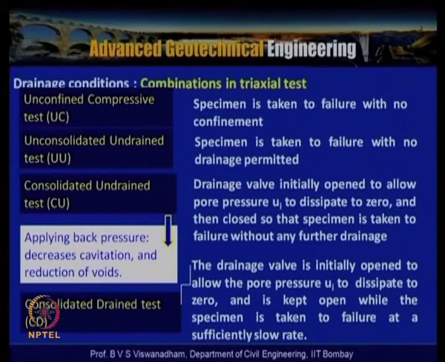So the specimen is taken to failure with no confinement in the unconfined compressive strength test. In the unconsolidated undrained test, the specimen is taken to failure with no drainage permitted, neither in the consolidation time nor in the shearing stage. In the consolidated undrained test, the drainage is initially open to allow the consolidation to take place so that the pore water pressure dissipates to 0, and then it is closed so that the failure can happen without any drainage.